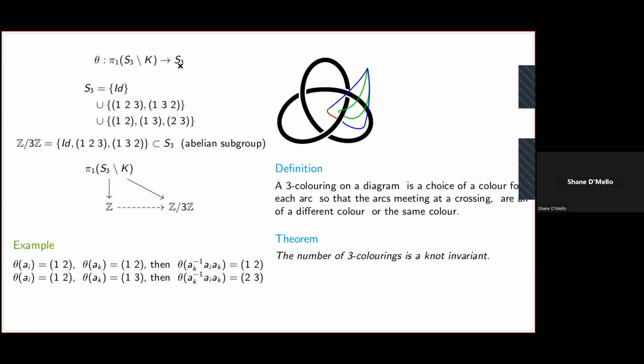So there are the useful homomorphisms. As I said, there are more homomorphisms, but those don't tear apart knots, so we keep them aside. And so it corresponds with that. So the number of three colorings of a knot is a knot invariant.